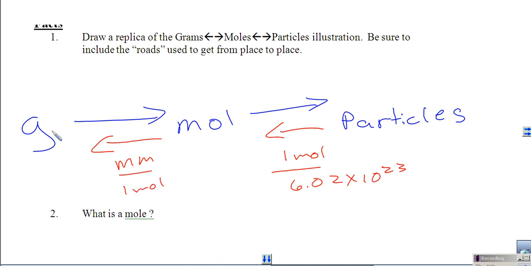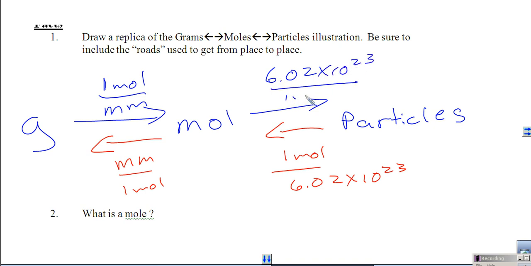Now, if you start off in grams and you go to moles, what's going to be on top, guys? 1 mole. What's going to be on bottom? Molar mass. Very good. All right, and then if we're going from moles to particles, what's it going to be? 6.02 times 10 to the 23rd on top over 1 mole.